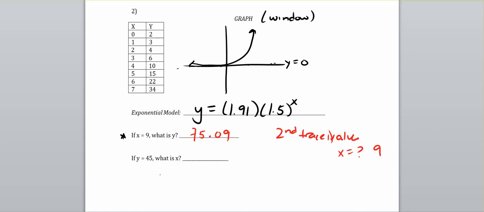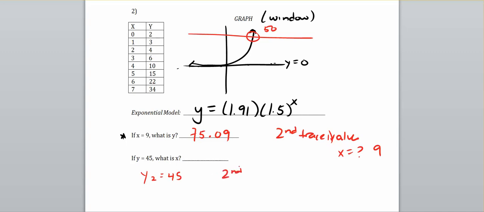Now, if I want Y is 45, if you remember how to do this, you're going to go to your Y2, and I'm going to type in 45. I type in 45 and press graph. If you indeed made your window up to 50, you're going to see that line come across about here. And what I'm looking for is that intersection. So when I want to find X, I make Y2 equal to 45. That way I have my original graph and where Y is equal to 45. I can find out when it's equal to 45 when I do the intersection.